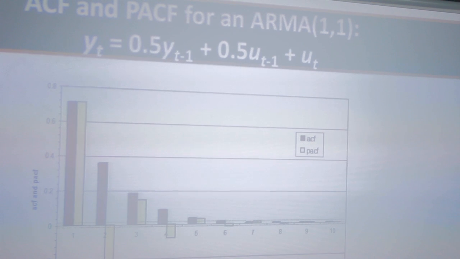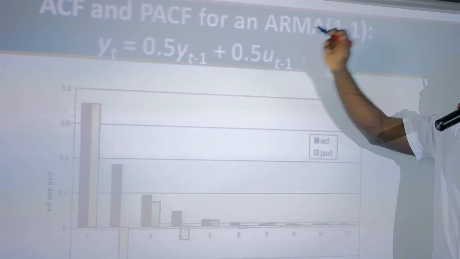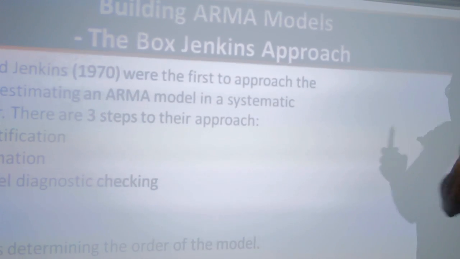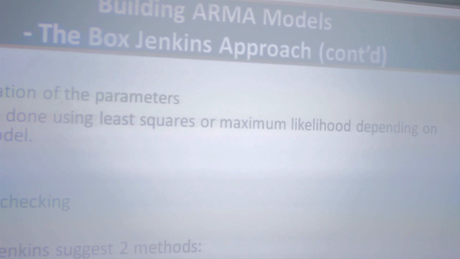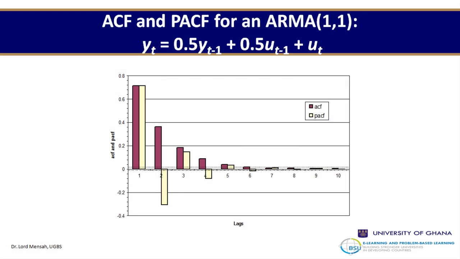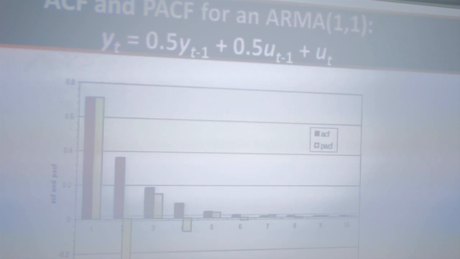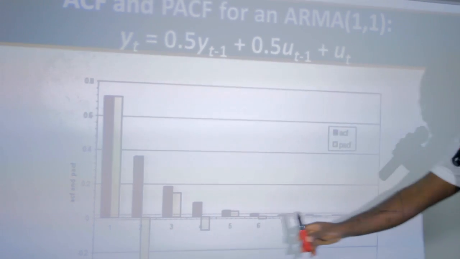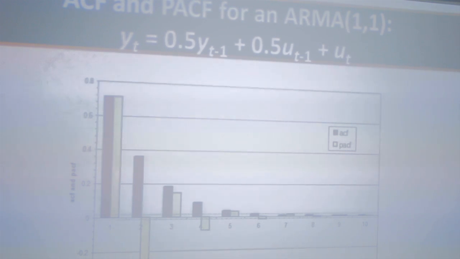So we have combinations of PACF and then ACF of ARMA(1,1). This is ARMA(1,1) because we have the lags: only one lag for the AR part and one lag for the MA part. And of course we have the noise. And this is how the series alternate. This is 0.5, so you can see the decay. By the time you get to this fifth lag, you don't have any relationship anymore between the series and itself.